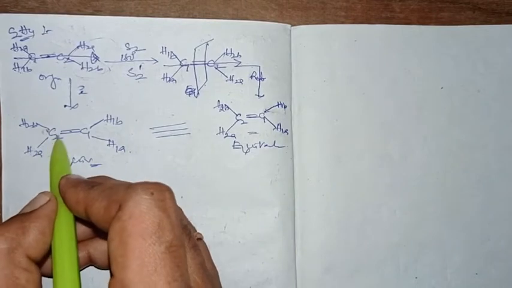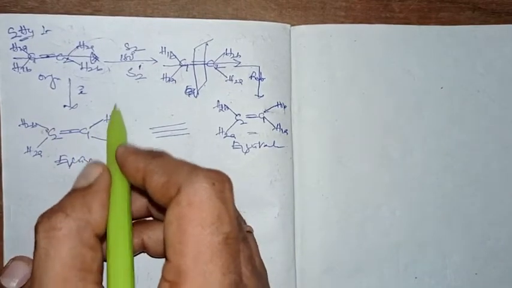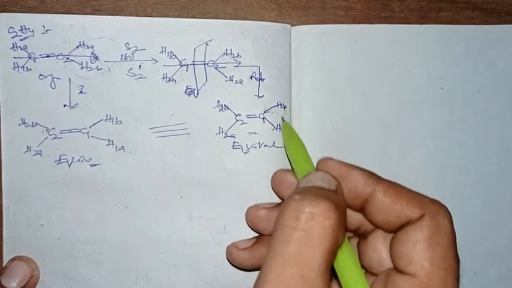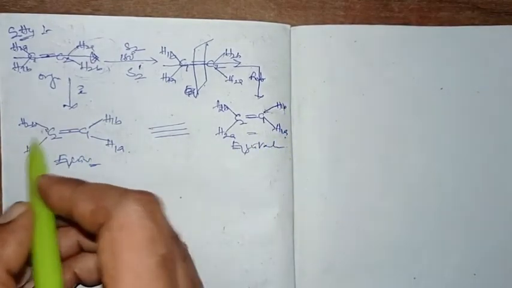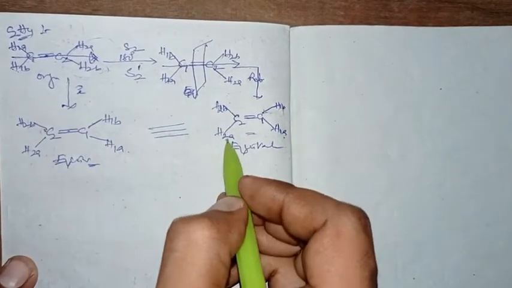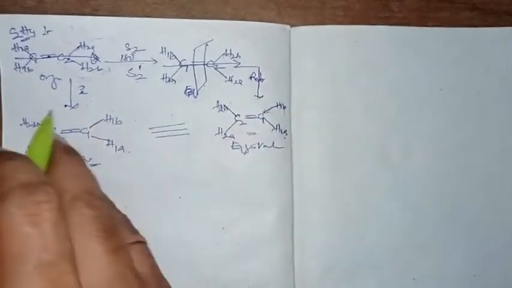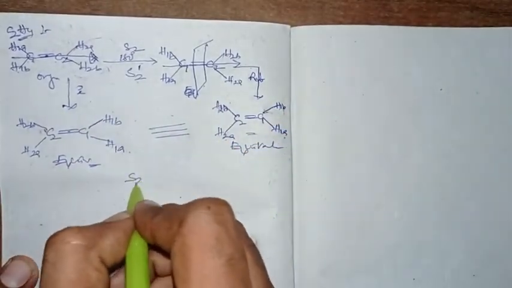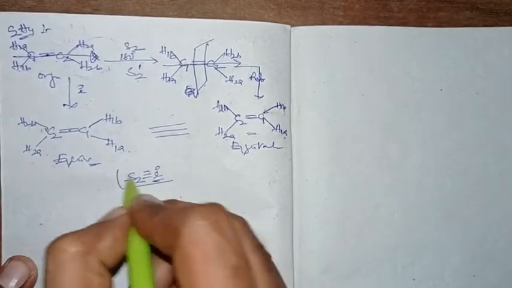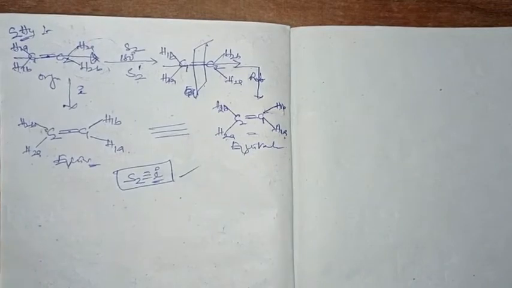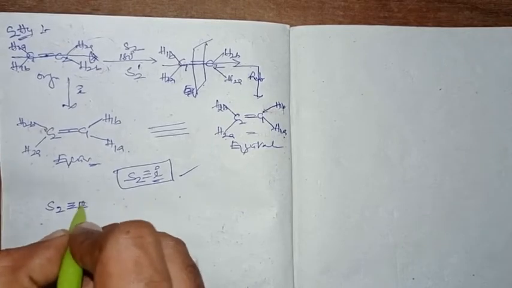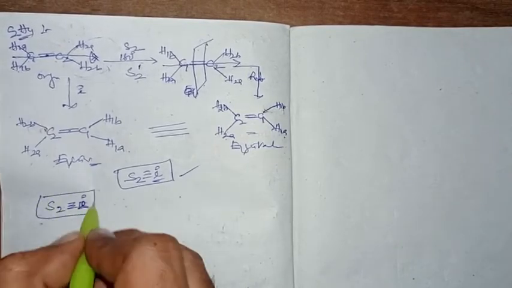On the right side, carbon 1 has the upward H1B and downward H1A. Here also upward H1B, downward H1A. On the left side, upward H2B, downward H2A. Here also the same. So like that, they are comparatively 100% equal, which means that doing S2 on the molecule can be equivalent to the inversion center. Like that, the second-fold improper axis is equivalent to the inversion center.